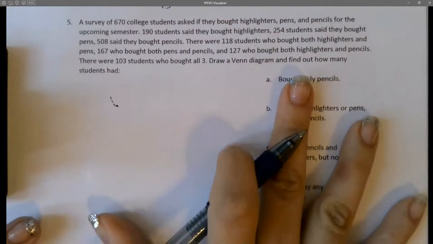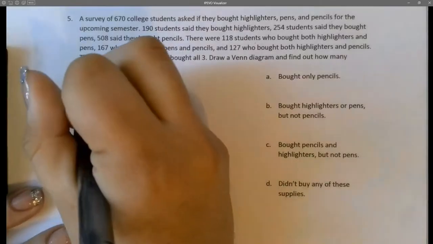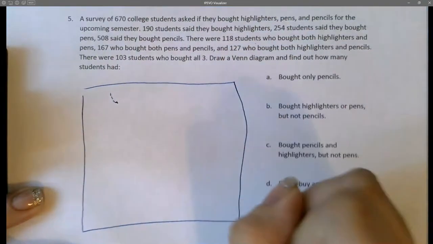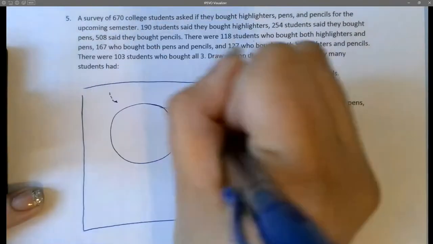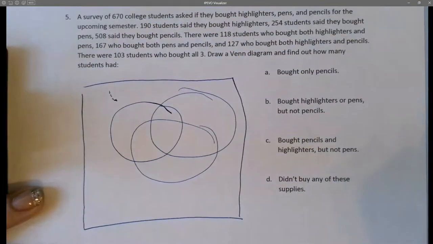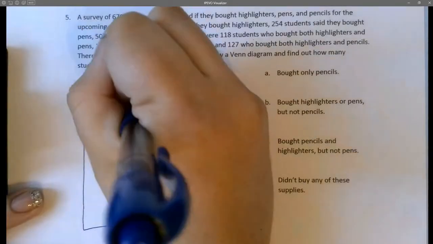On number 5, this one is comparing 3 things. It's saying a survey of 670 college students were asked if they bought highlighters, pens, and pencils for the upcoming school year. And then it tells me how each of them answer. So what I want to do is make this squarish. I want to make sure my circles and my overlaps are big enough to write things in.